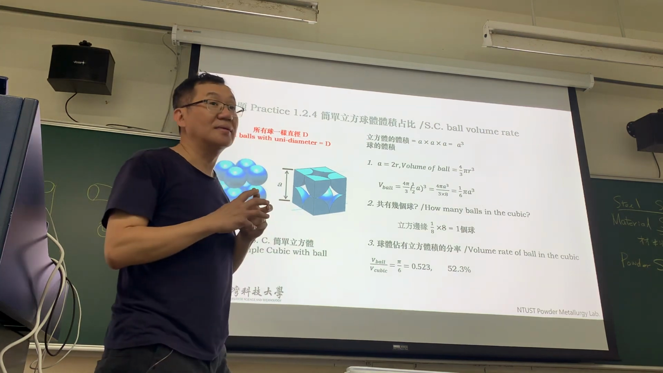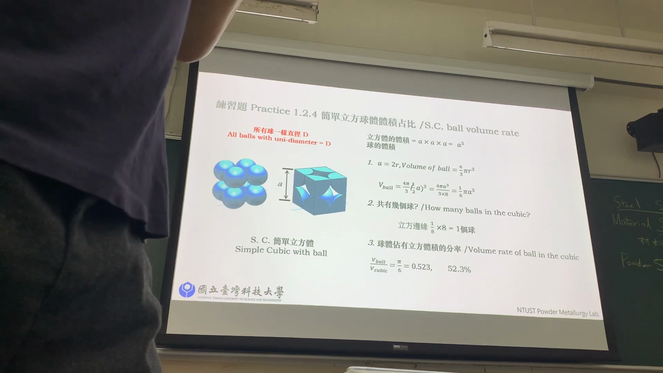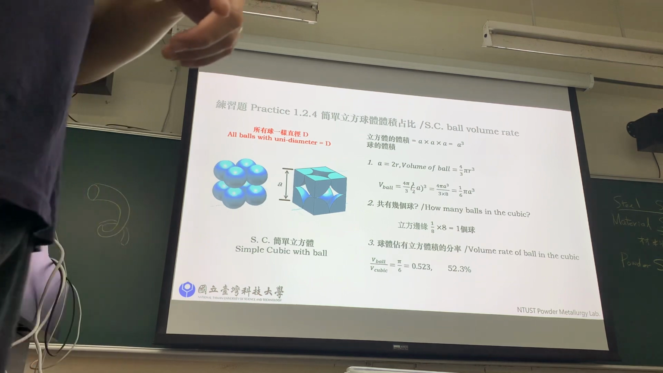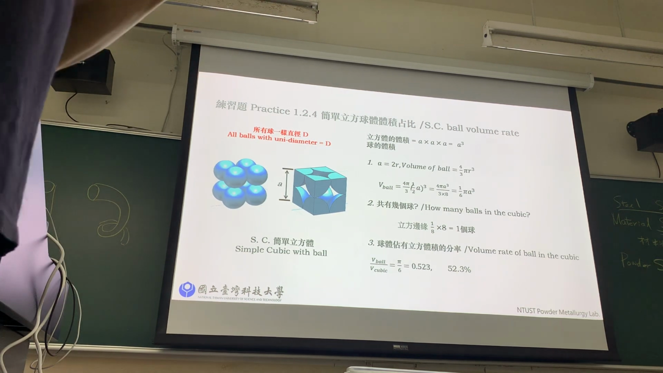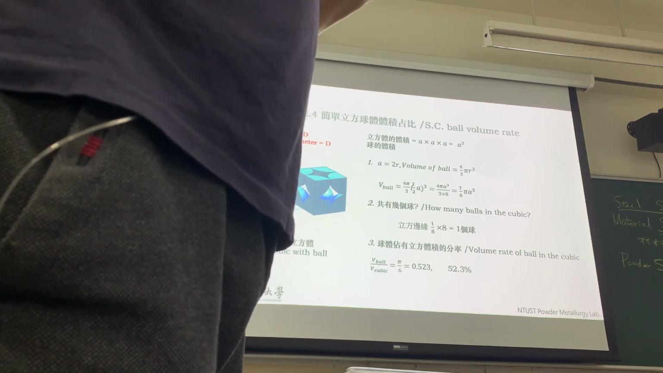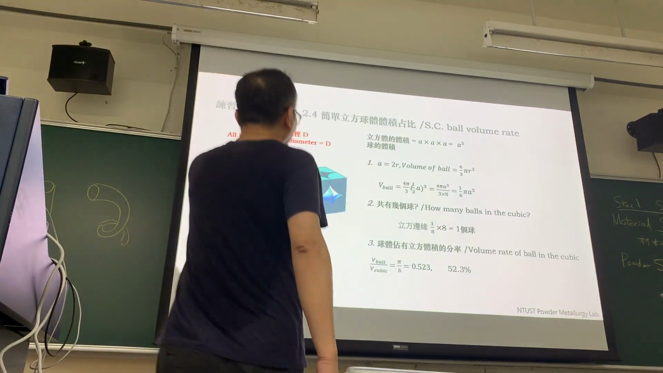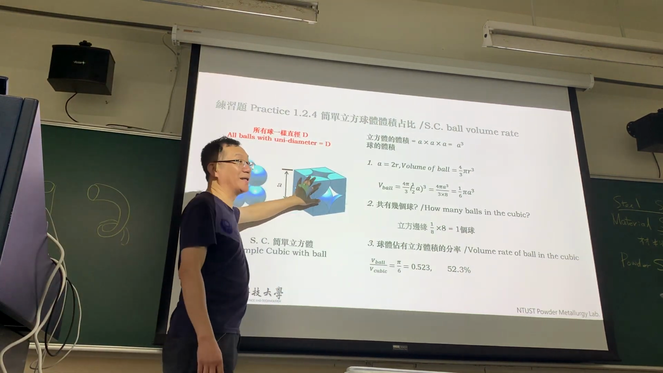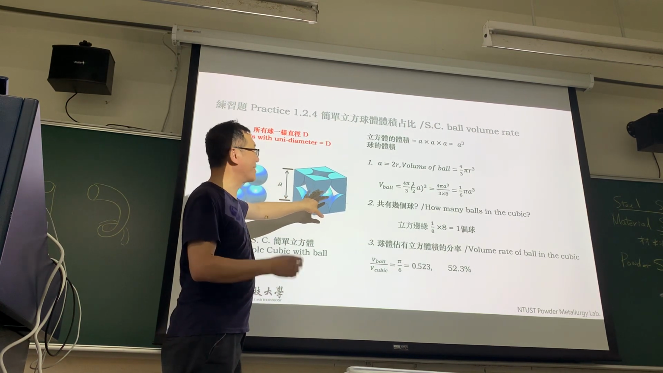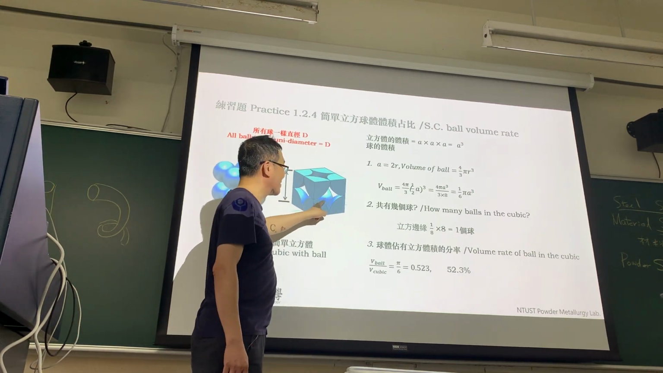How many corners? 1, 2, 3, 4, 5, 6, 7, 8. Okay, right. So every corner has one ball, but just one corner counts. Yes, that's right. So in this cube, how many balls inside? 2 or 1? 1, because this one is 1, 2, 3, 4 is 1, and 1, 2, 3, 4 is 2. Okay.